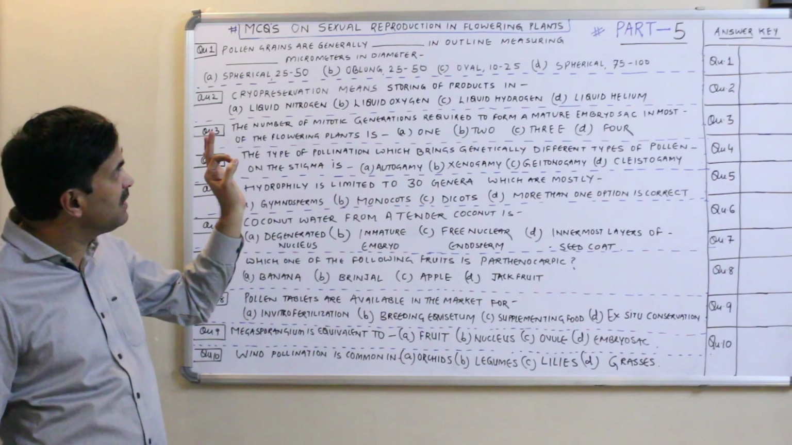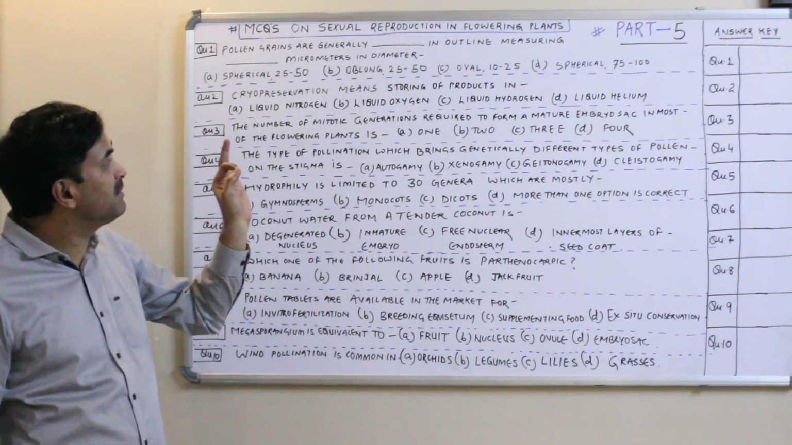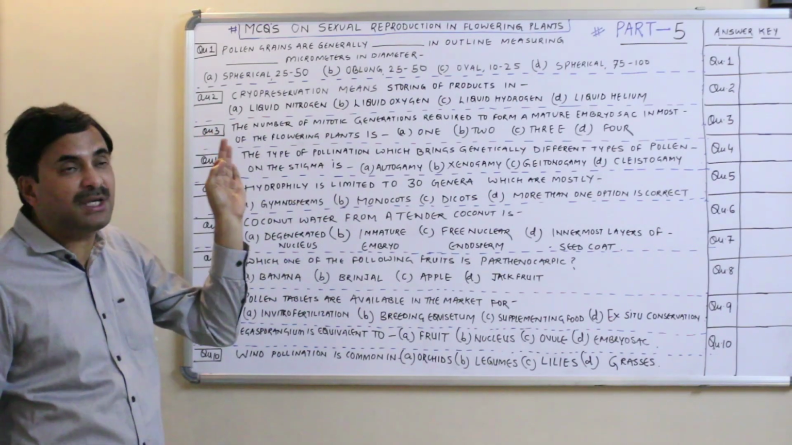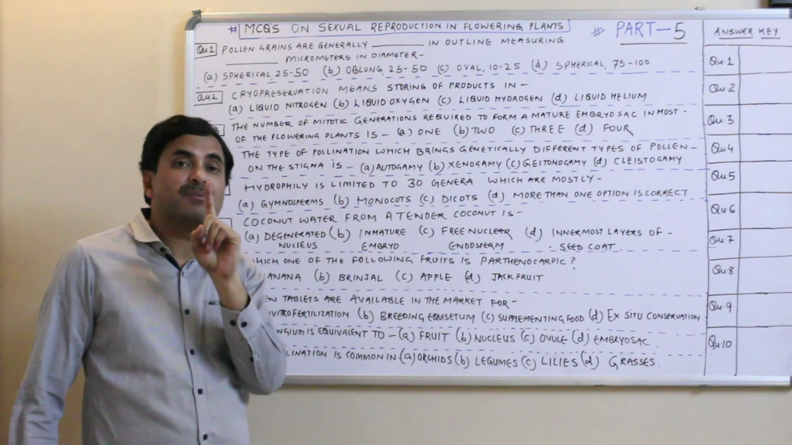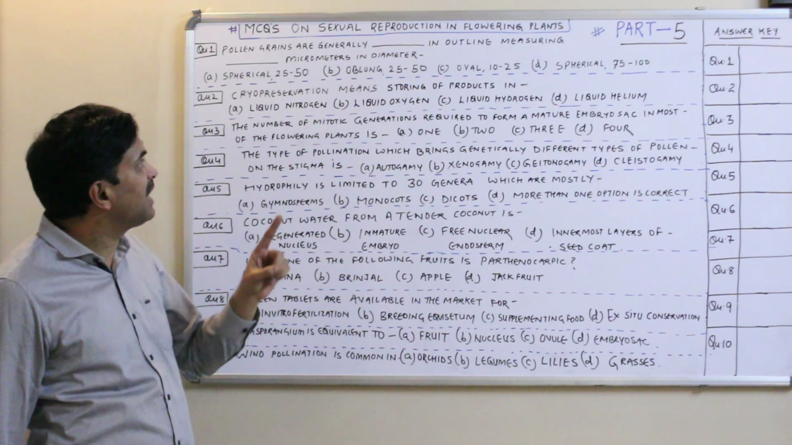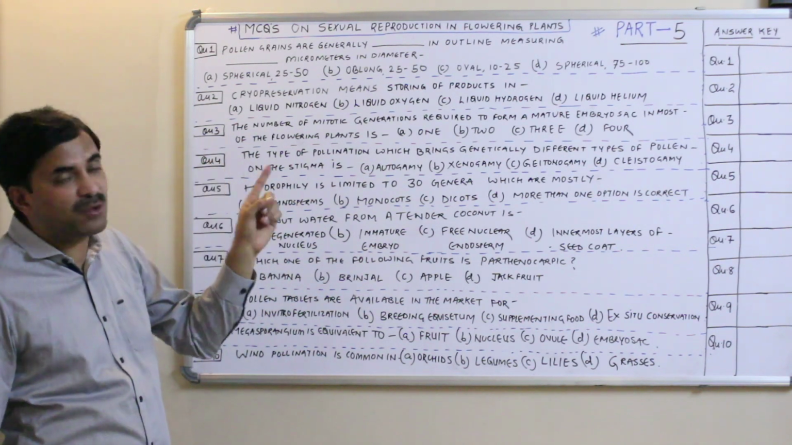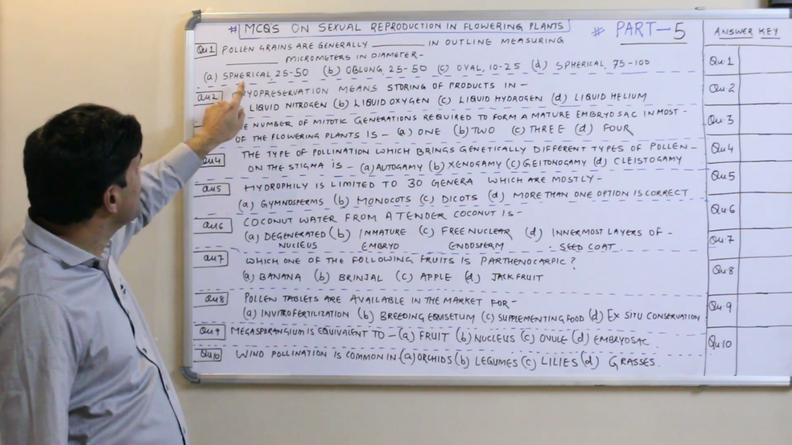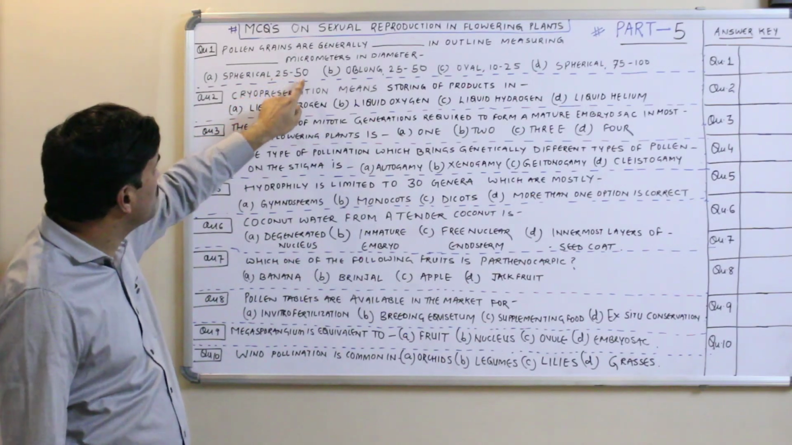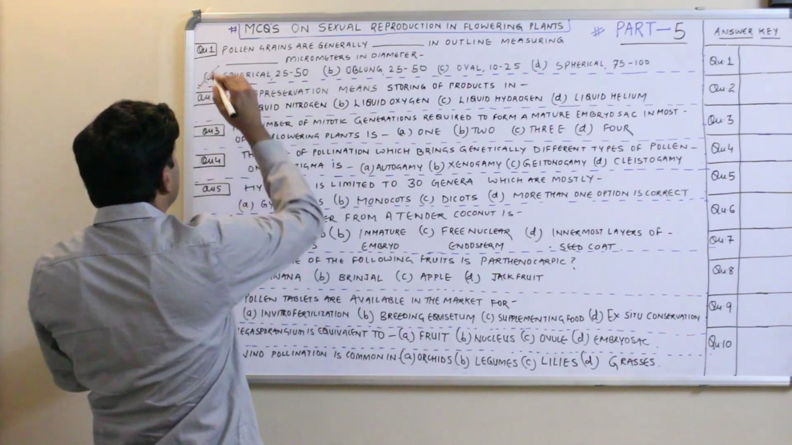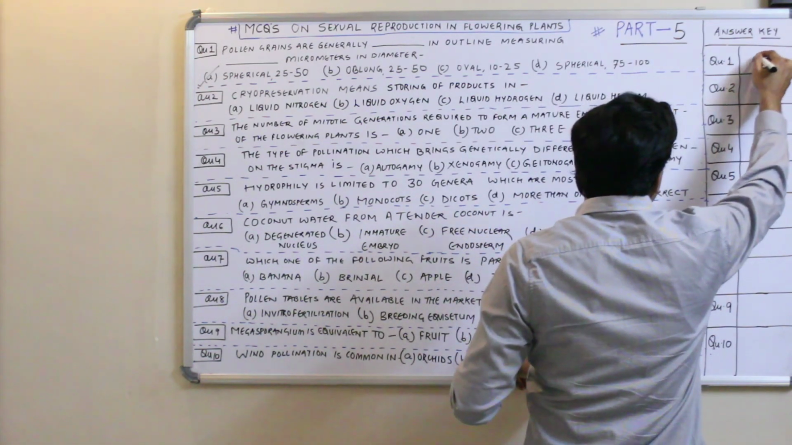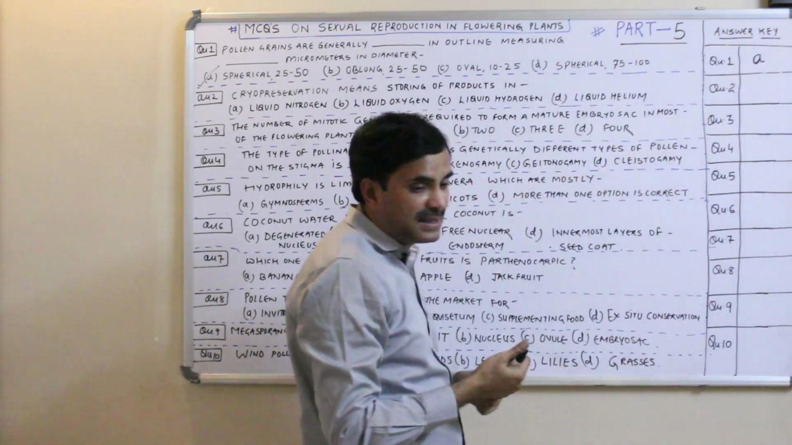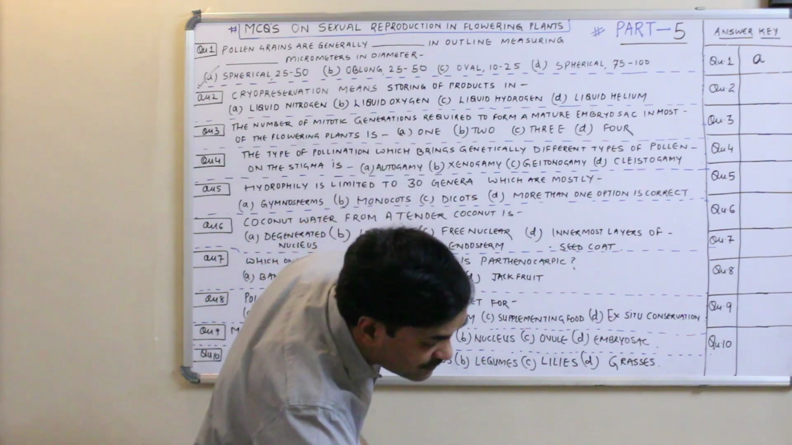Pollen grains are spherical and they are approximately 25 to 50 micrometers in diameter. Again I am repeating, pollen grains are spherical and they are 25 to 50 micrometers in diameter. So we have to search for spherical and 25 to 50 micrometers. Here it is. So question number 1 has the answer A. Is it clear? Answer is A.